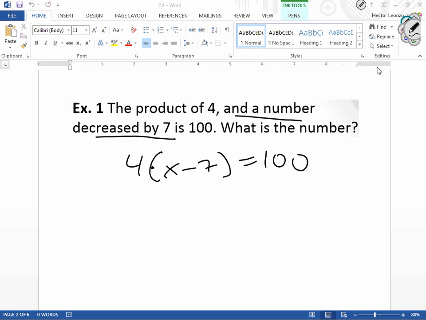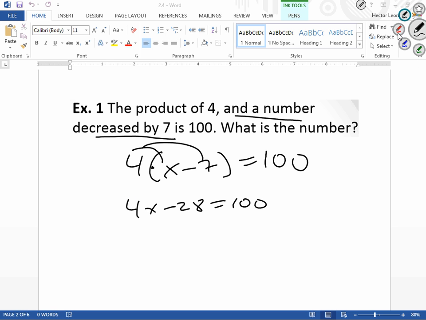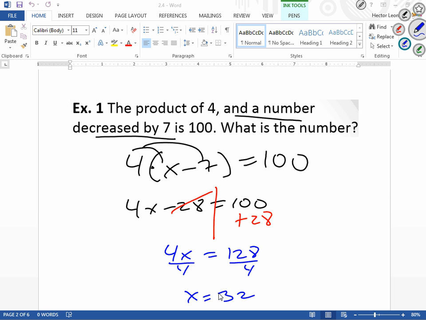Now what is the number? Let me solve for x. This is what we did in the previous section. Multiply the 4 to the inside: 4x minus 28 equals 100. Remember, letters on one side, numbers on the other. Let me separate the sides through the equal sign. Let me move this to the right as a plus 28. Simplify each side. The left is just 4x. The right is 128. Now divide both sides by 4. x in this case is 32.